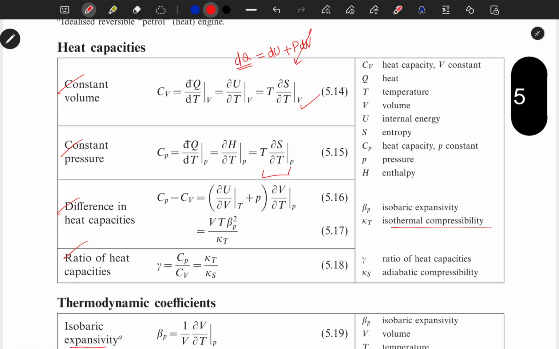T dS by dT at constant pressure. Difference between heat capacities: Cp minus Cv equal to V T β squared by KT, where KT is the isothermal compressibility. Ratio of the heat capacities is γ, Cp by Cv. That is the ratio between isothermal compressibility and adiabatic compressibility.